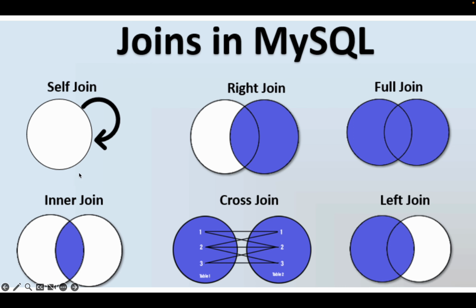Now, self join is something, as you can see in the first image. In this image, self join refers to something where you call the same table. You have a join on the same table and you get information from the same table.